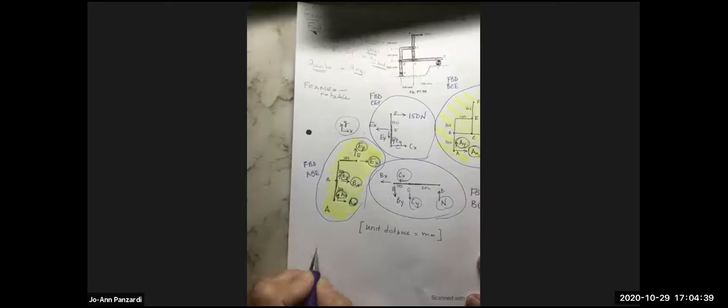Yeah. Look at this free body diagram. For free body diagram ABE, are there any equations you'd like to do to solve something? We could do, since we know our AY and AX, we could do moment about B to find our EY and EX. Great.